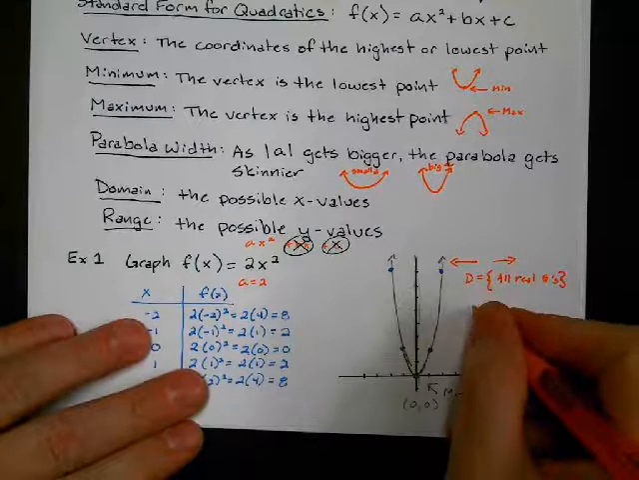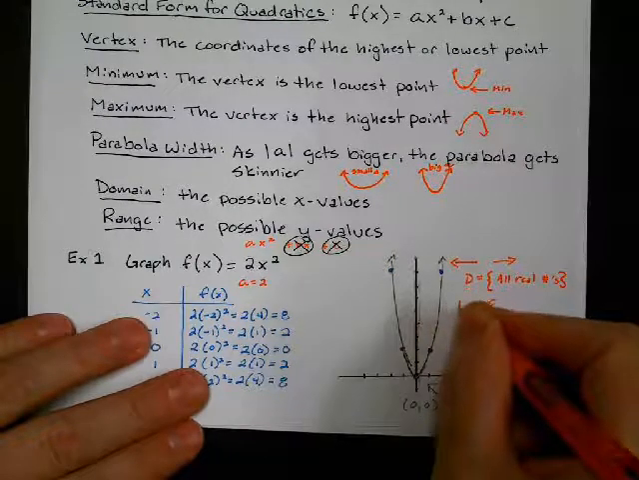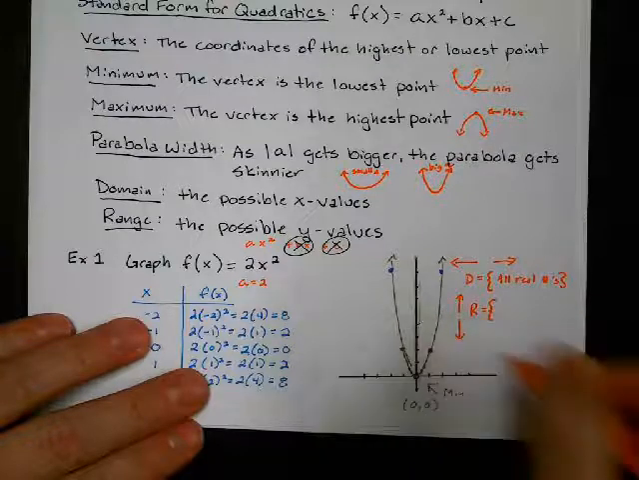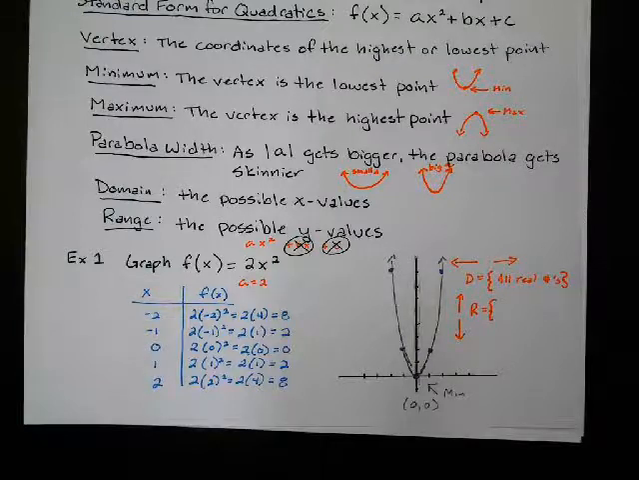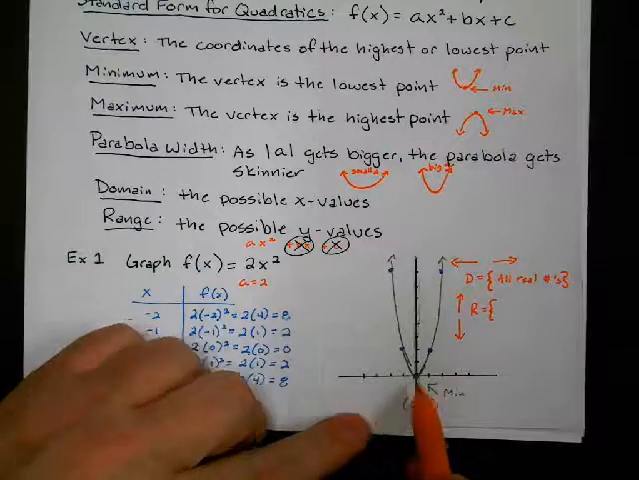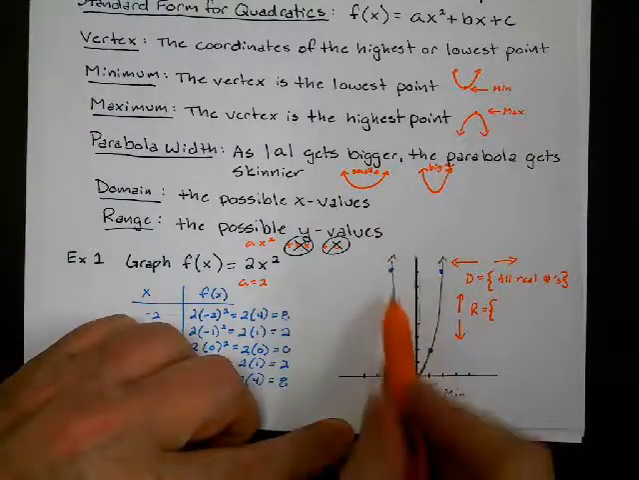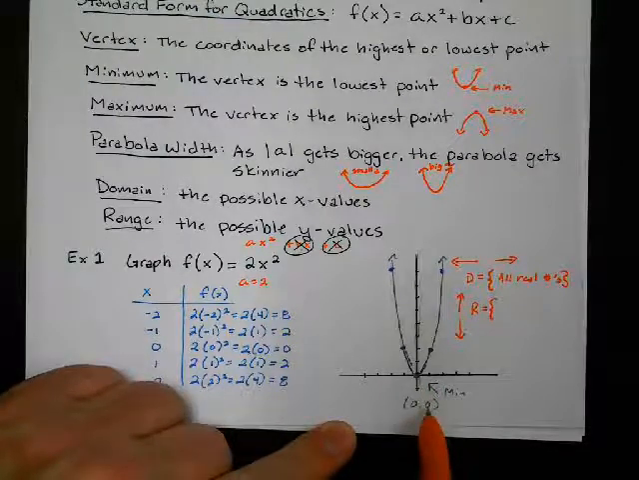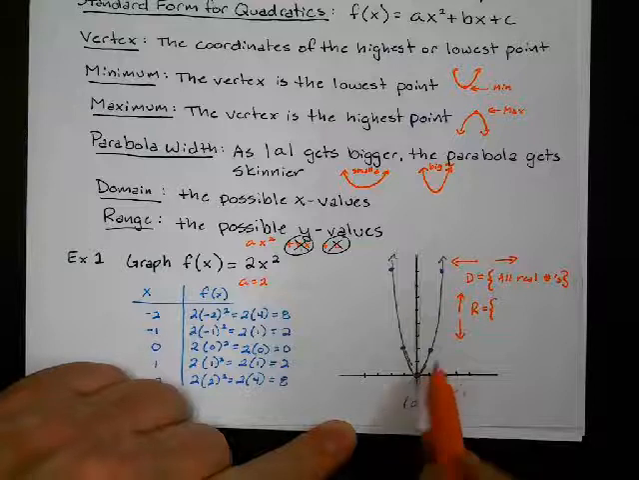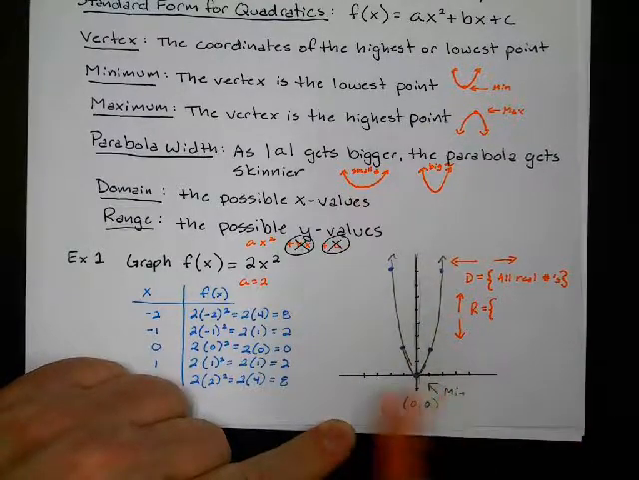The range, however, is found by looking at your y values, and your y values go up and down. Now on your y values, you do have a lowest point. This graph will never get down here, right? Because it gets down to 0 on the y, because our vertex is at 0, 0. So the y value is 0 down there, and then it turns around and goes the other direction.